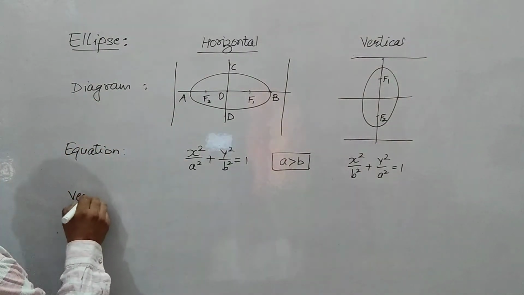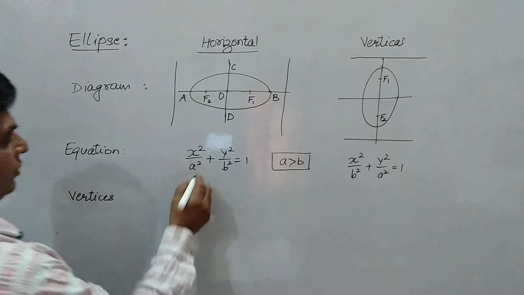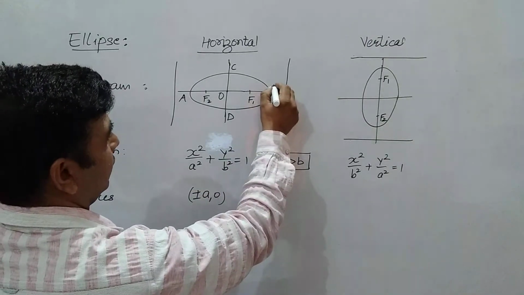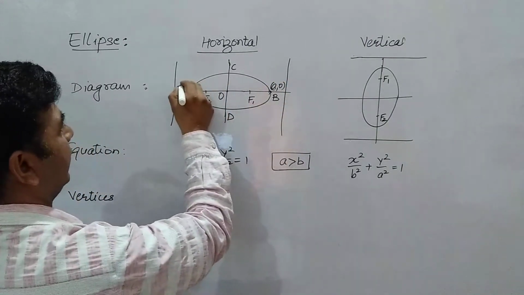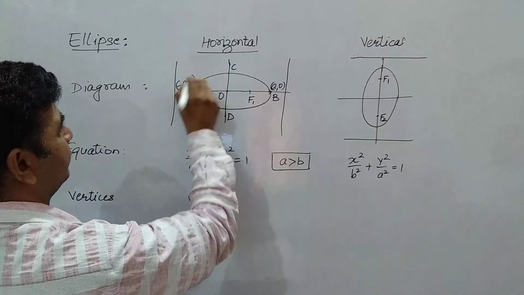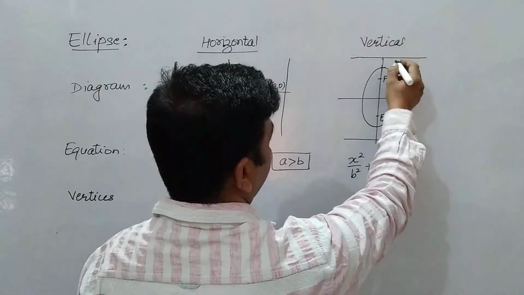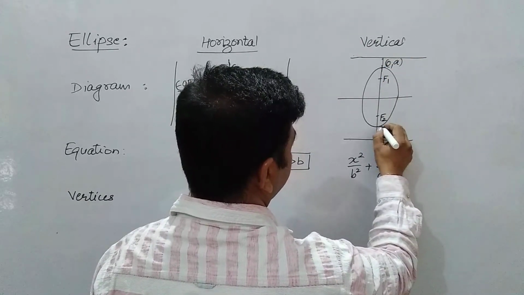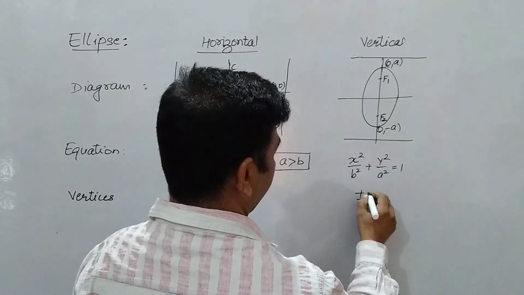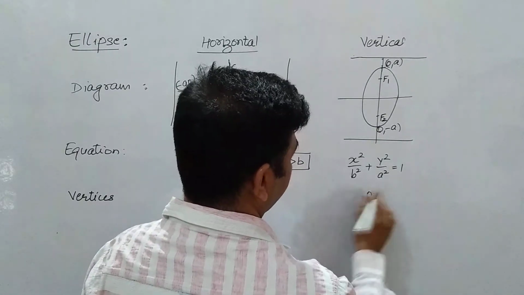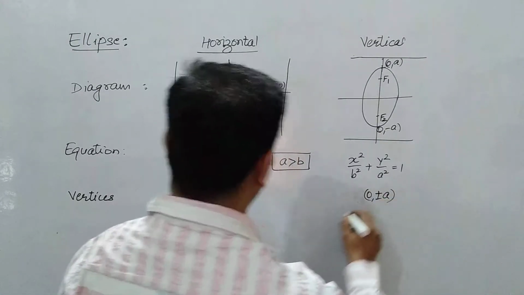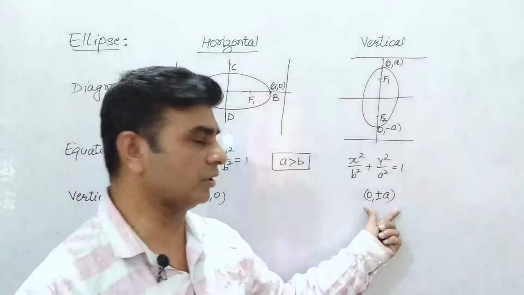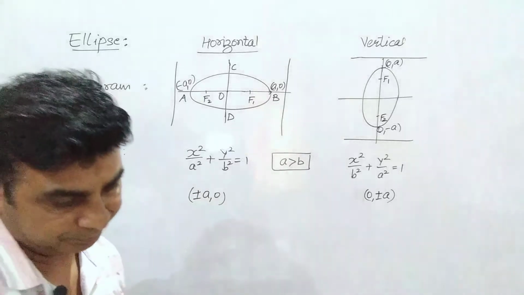Now the vertices. In the horizontal case, the vertices are plus minus a comma 0. So this is the point a comma 0 and this is the point minus a comma 0. Here, in the vertical case, this is 0 comma a and this is 0 comma minus a. The vertices in a horizontal ellipse are plus minus a comma 0. In this case, they are 0 comma plus minus a.